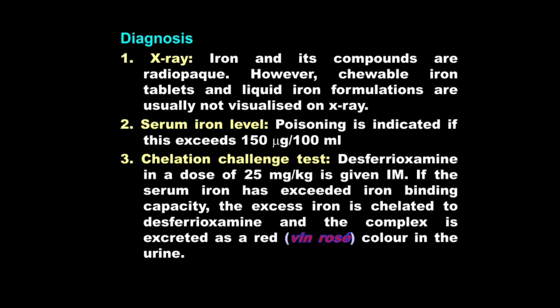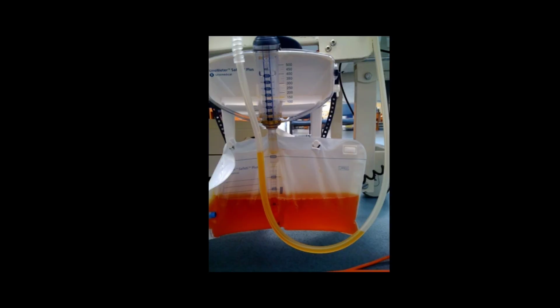If the serum iron has exceeded iron binding capacity, the excess iron will be chelated to the desferrioxamine, and this complex will be excreted as a reddish color in the urine, what we call vin rosé, often mispronounced vin rose. It's vin rosé, it's French, which means pinkish wine, or actually a form of red wine. The urine becomes discolored almost as if it is red wine. As you can see in this, an actual case of vin rosé urine.